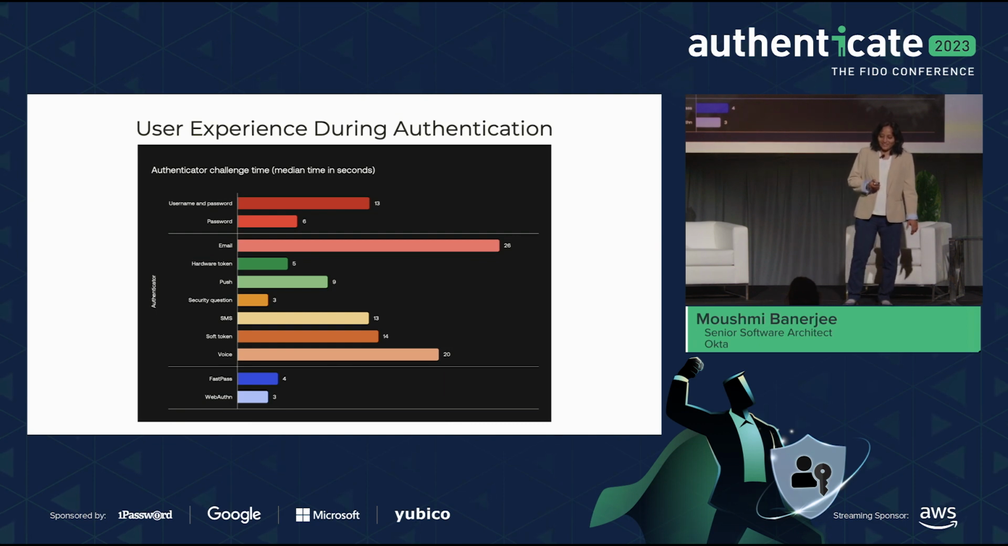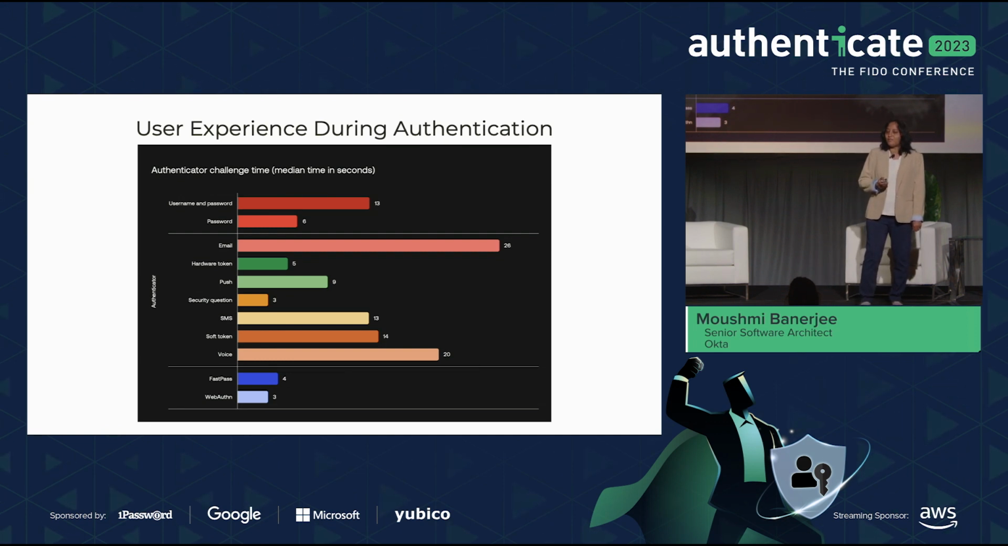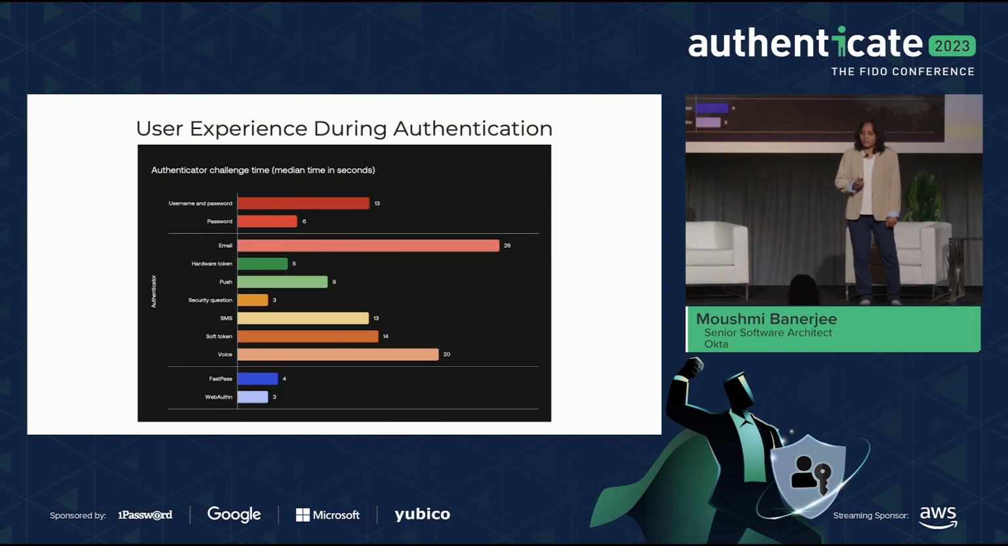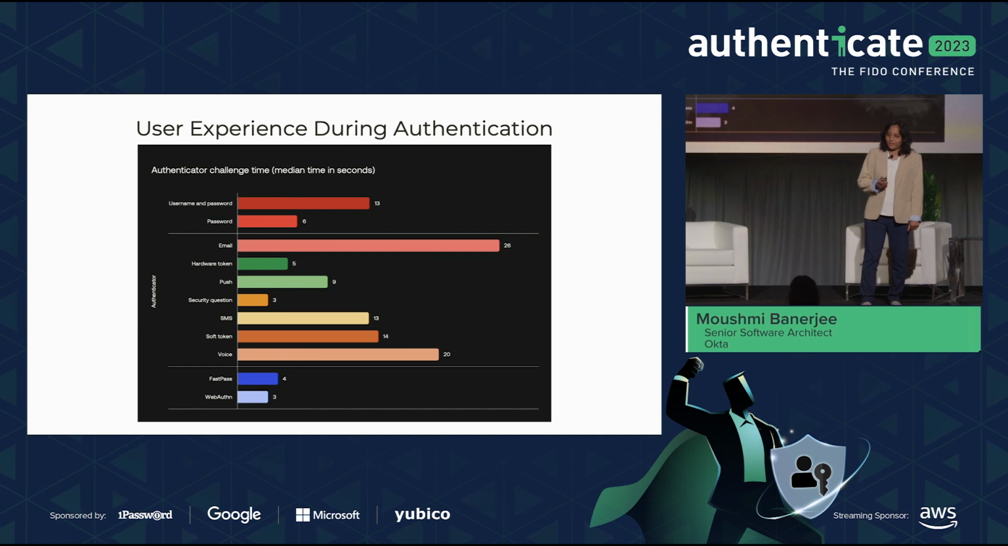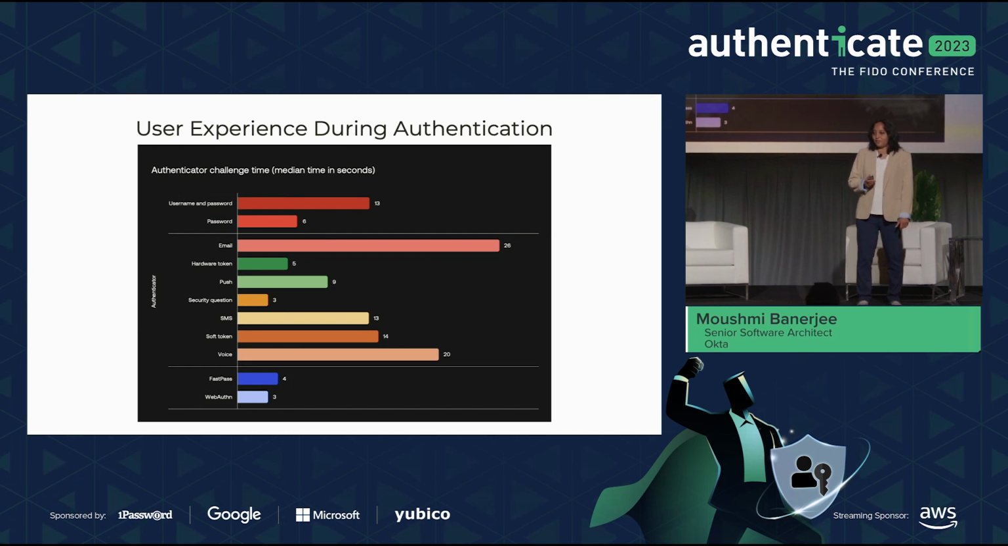Even then, if you look at the authenticators that combine possession and inherence, such as biometric checks and others, like FastPass and WebAuthn, offer the fastest challenge time. This is a testimony to how the high-level authenticators can authenticate much faster than your traditional authenticators.